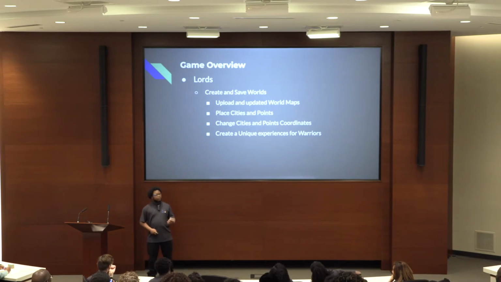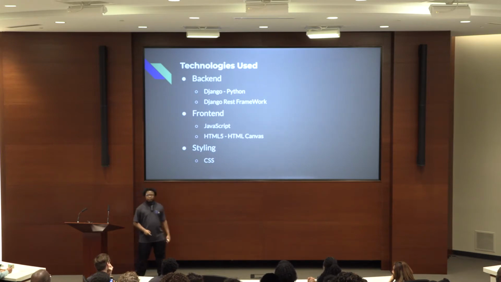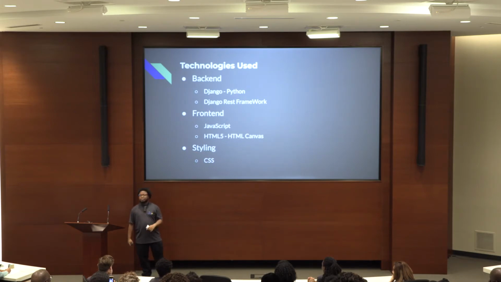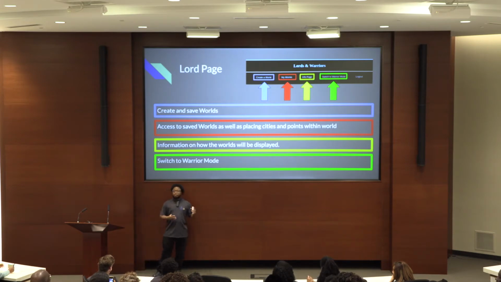As far as building the project, the technologies used were Django for the back end with the Python interpreter. Django REST framework is an API framework that is used to gather all the data and send it to the front end. JavaScript ran all the functionality on the front end, with HTML5 and HTML Canvas displaying the map and all the city locations, and all the styling and formatting was done in CSS.